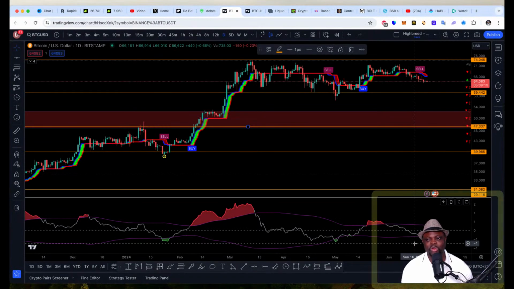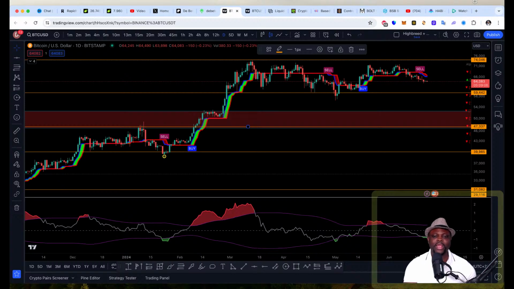So this is something I've been looking at for Bitcoin. The reason why it's very important to understand how Bitcoin moves, or to study TA, is that when you understand what Bitcoin is doing, you can easily understand what other altcoins might do or want to do, and this can help you capitalize on market structure.